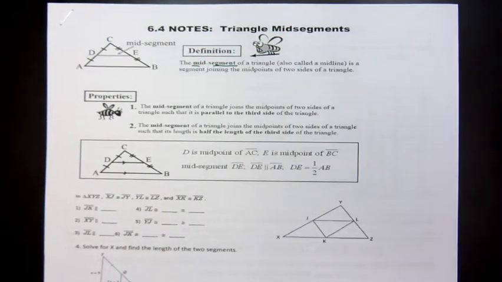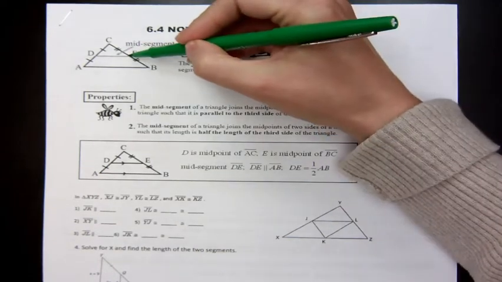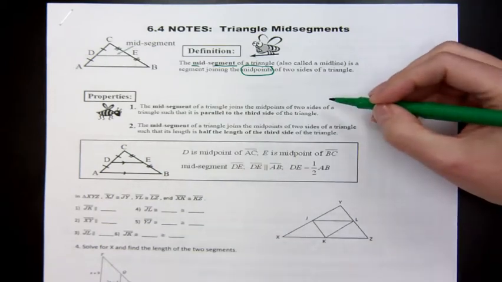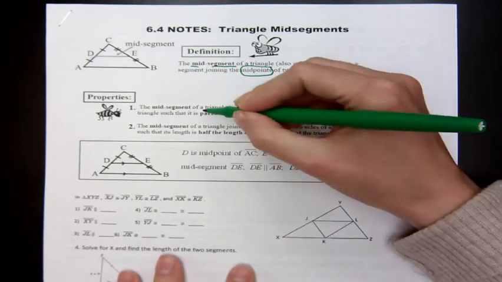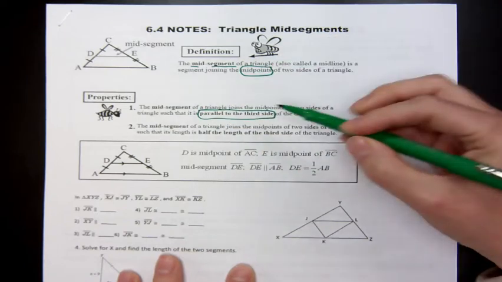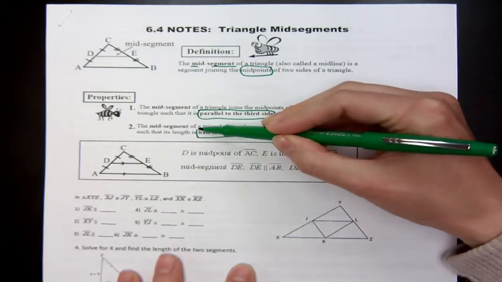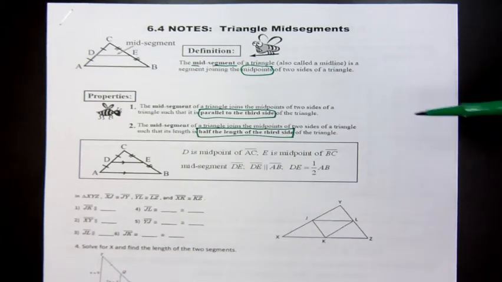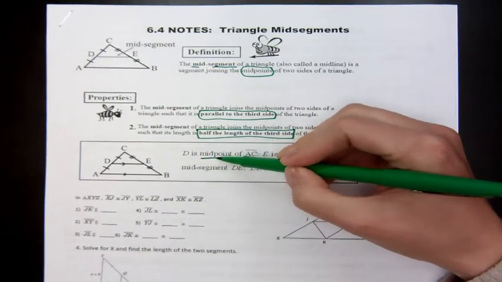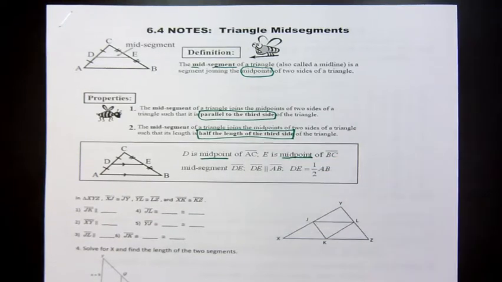So a mid-segment of the triangle just joins the two midpoints. So it's exactly at the halfway mark of both of them. And things that we know about mid-segments are it will always be parallel to that third side, and it's half the length of the third side. So if we know it's a mid-segment, we know these two things about it. Or if we know, like here, it defines D is the midpoint, E is the midpoint, so therefore we know that it's parallel and half the length.